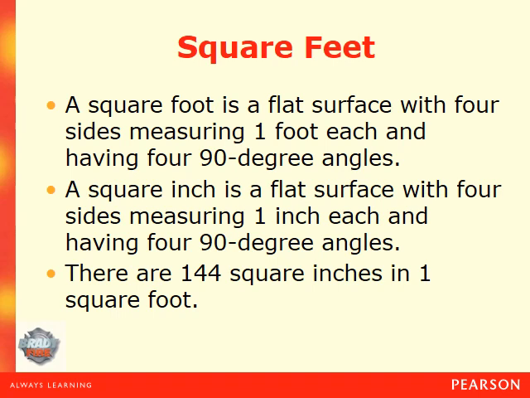Alright, a square foot is a flat surface with four sides measuring 1 foot each and having four 90-degree angles. A square inch is a flat surface with four sides measuring 1 inch each and having four 90-degree angles. There are a total of 144 square inches in 1 square foot.